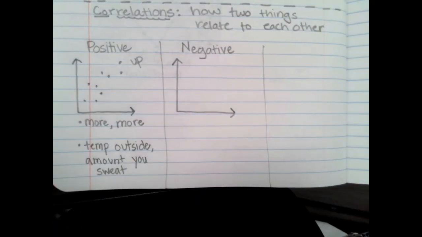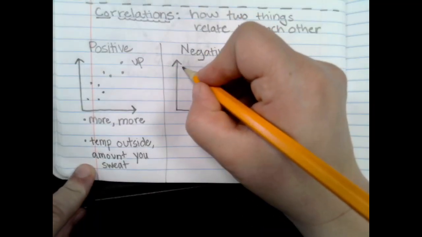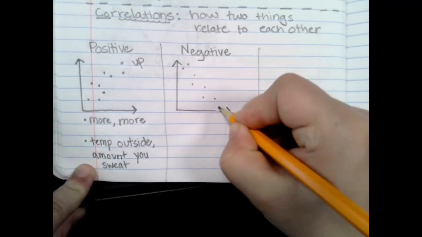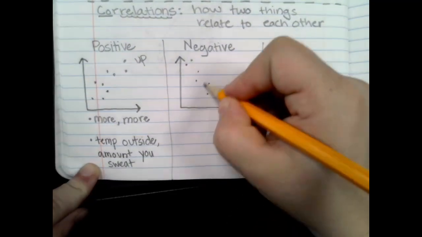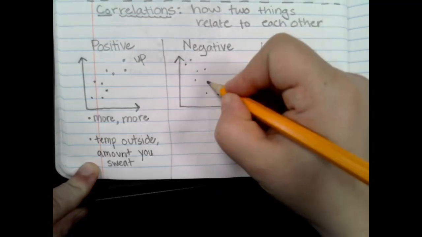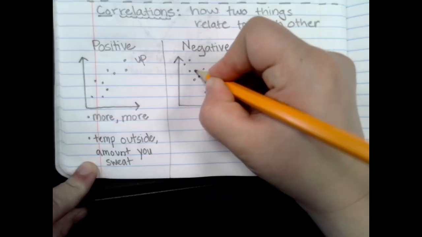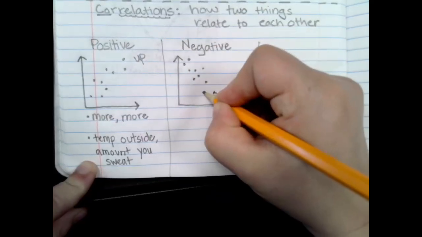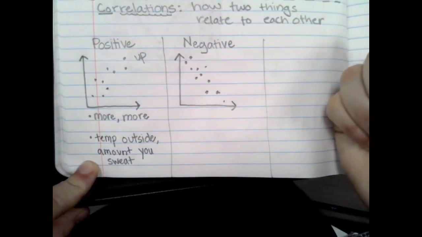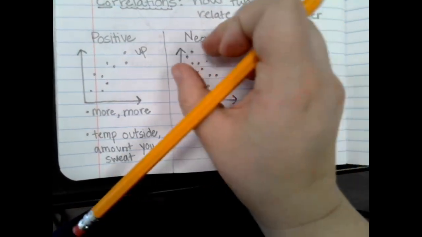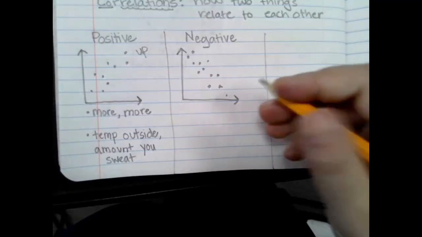So in this case, what would it look like our points are doing? Yeah, going down. It's going to start up higher on the y-axis here and then work our way down. So again, there's not a straight line going down, but overall we can see the trend is going down.